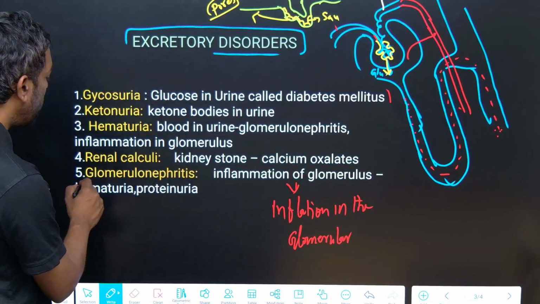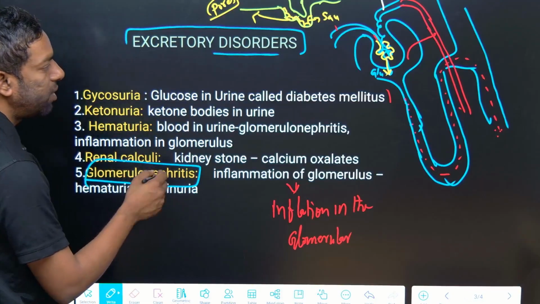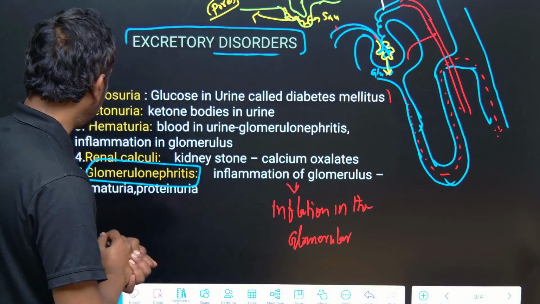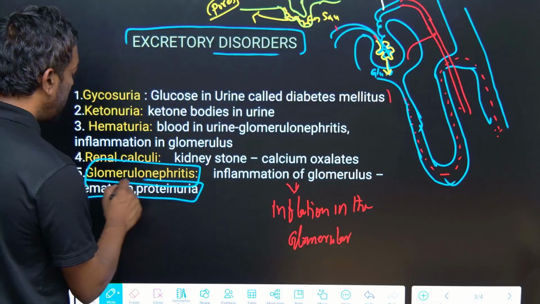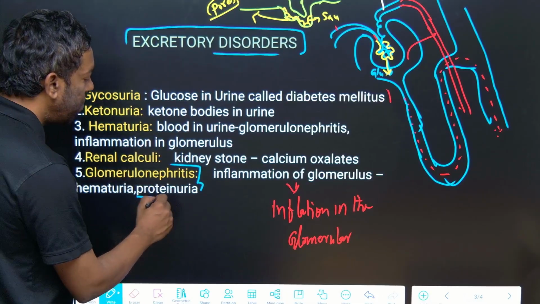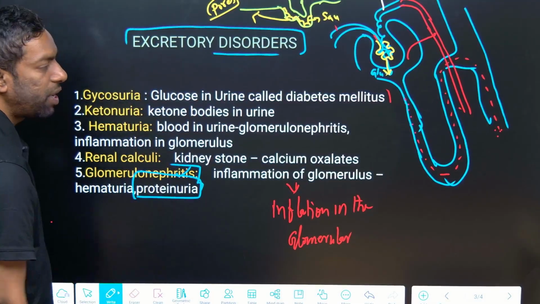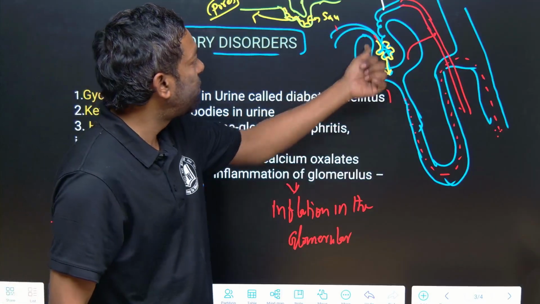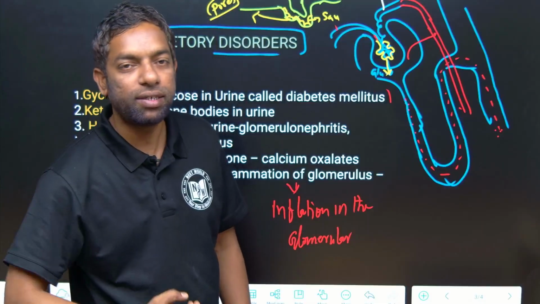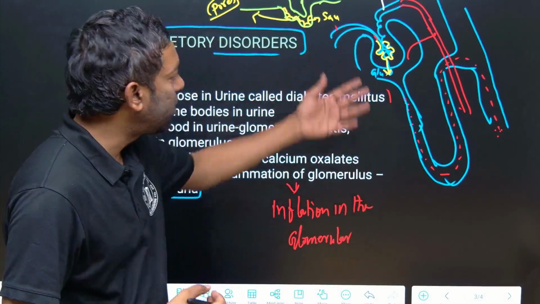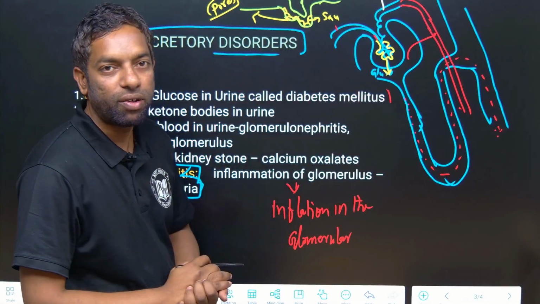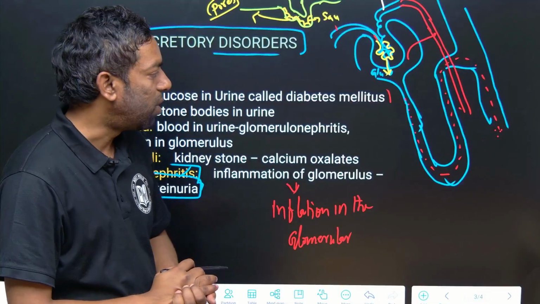And glomerulonephritis, this is the inflammation in the glomerular filter, that leads to hematuria and proteinuria. Proteinuria means proteins also filter through the fenestra. The large size proteins filter through the fenestra. Fenestra means there are pores in the endothelial cells of the glomerular walls.